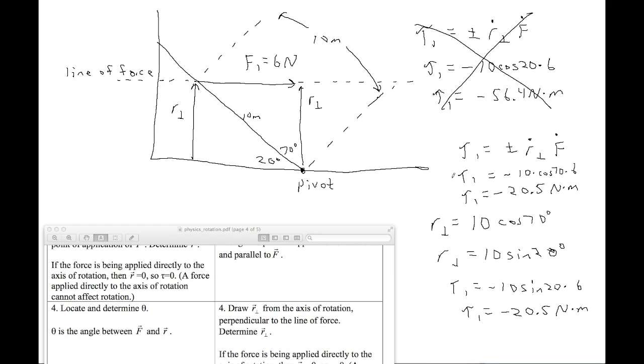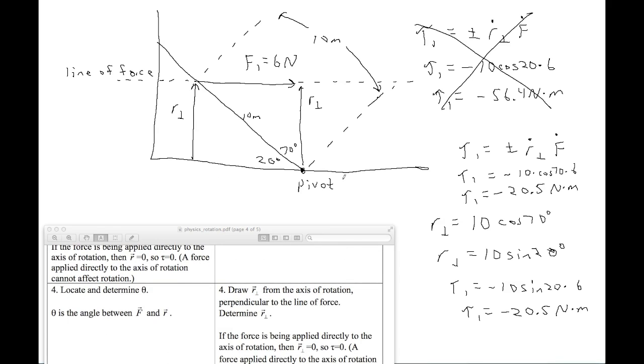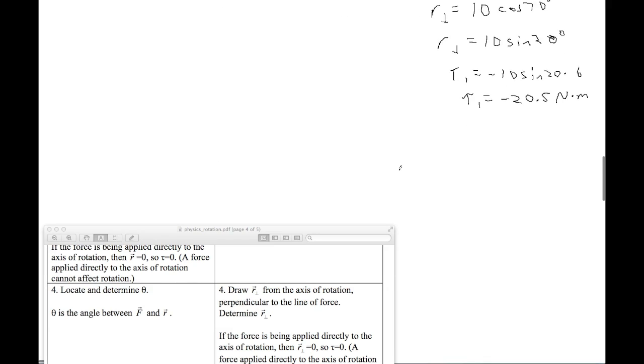Okay, so I think we worked that out. The big lesson here is don't skip steps 3 and 4. Really do draw the line of force and really do draw R perpendicular. If there are many forces, you might want to keep drawing separate little pictures for each torque, because otherwise the pictures can tend to get overloaded. Okay, so let's look at this.